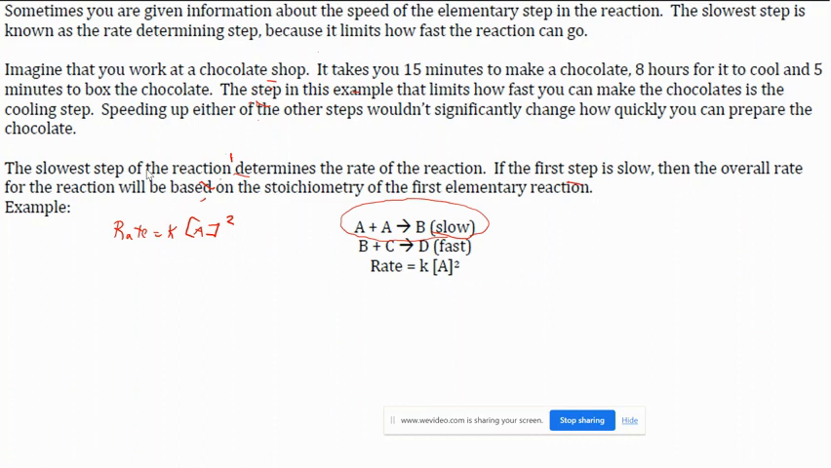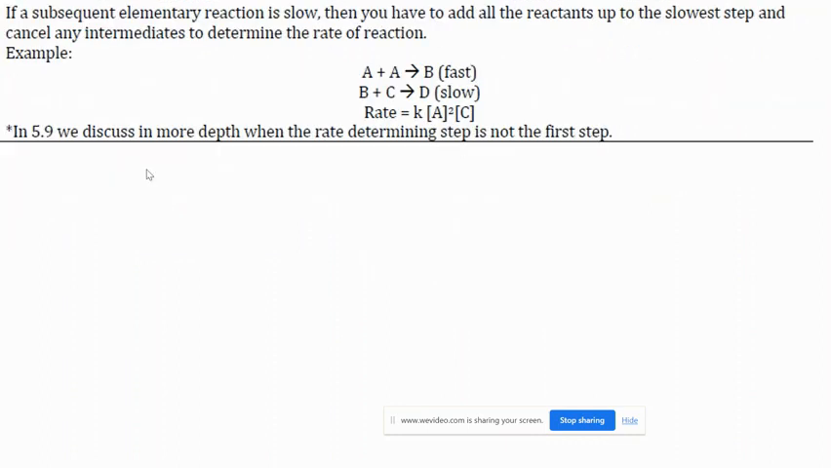Good? Okay. So if subsequent elementary reactions are slow, then you have to add up all the reactants to the slow step and cancel out intermediates to determine the reaction rate. Okay? So here, for example, this is my slow step. So I have to add this up. I know that this is my slow step, so I have to go backwards then.